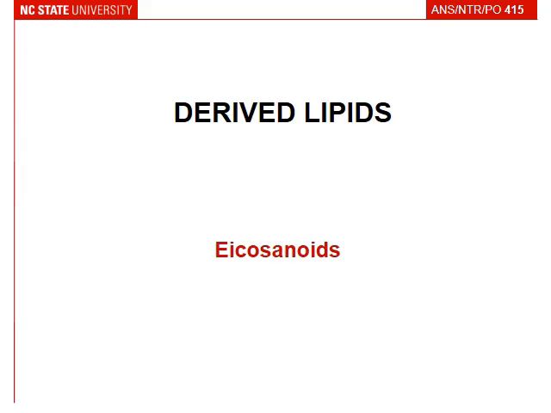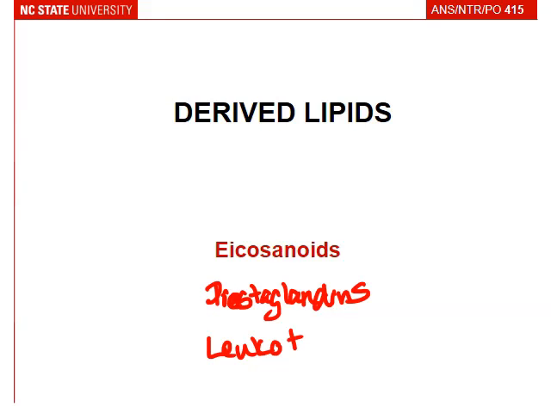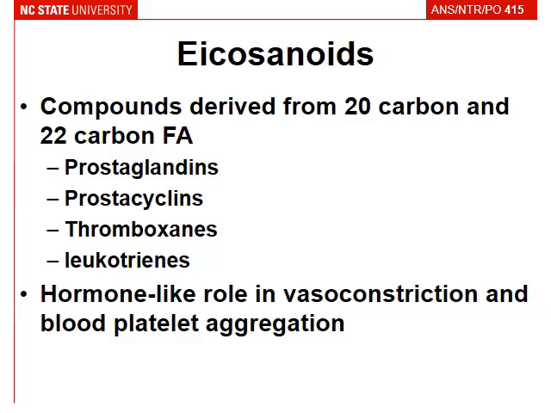Okay, the next group of derived lipids are eicosanoids, which are our prostaglandins, sorry for my poor writing, and our leukotrienes. So what are eicosanoids?